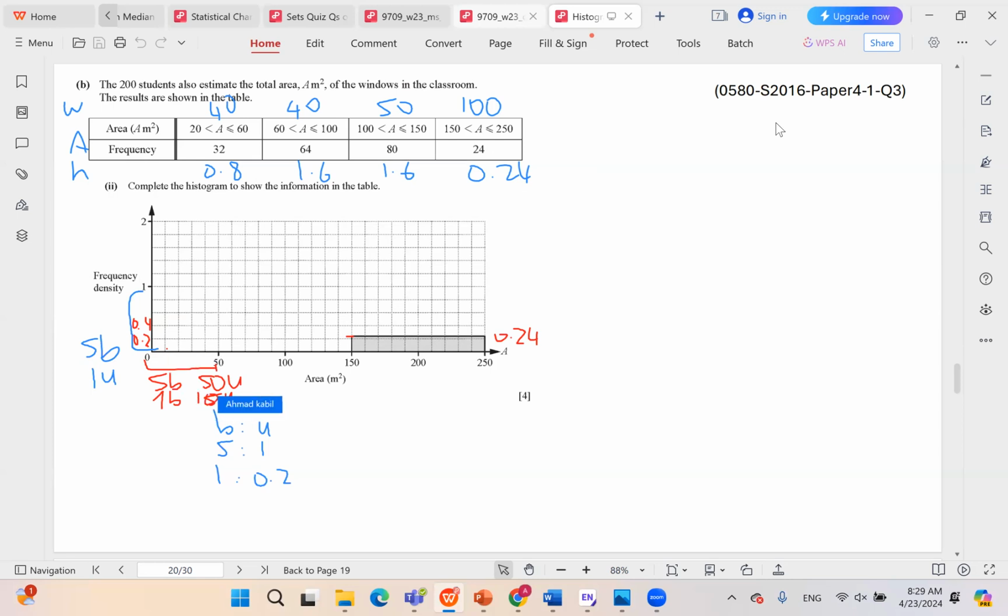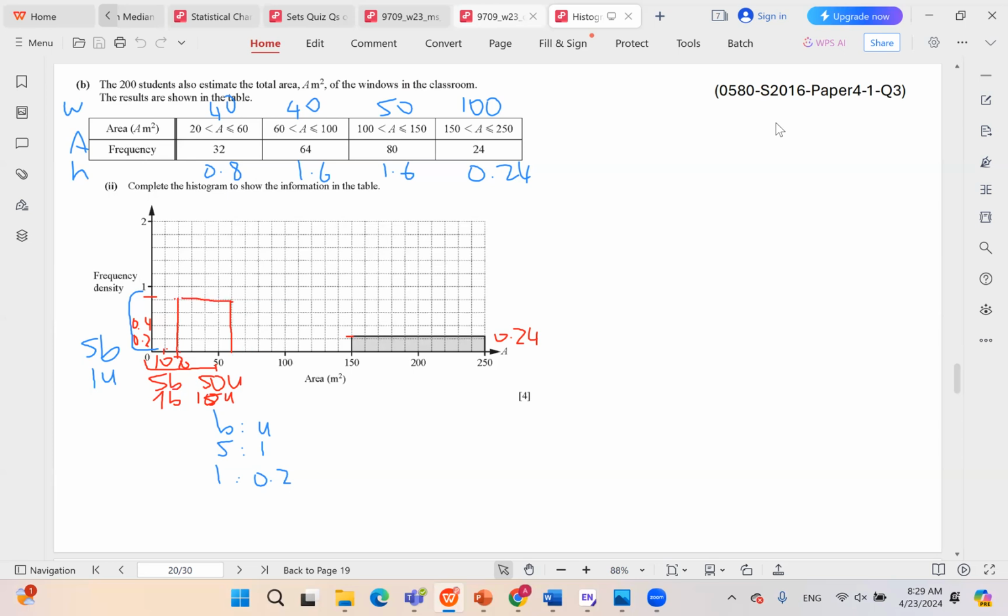I'm dividing by 5. So this here will be 10, 20, and so on. We want to go from 20 to 60. So we start at 20 and we go up to 0.8. 0.8 will be one box below the one. And we end it at 60 here. So this is our first bar.